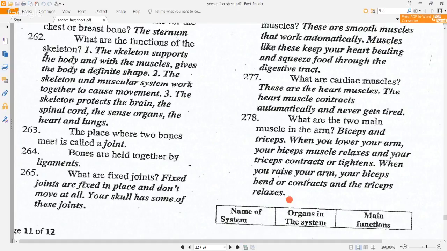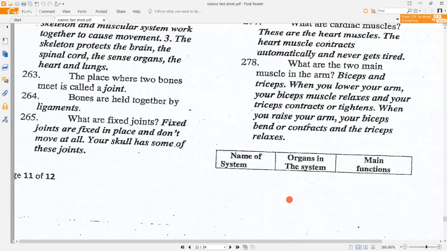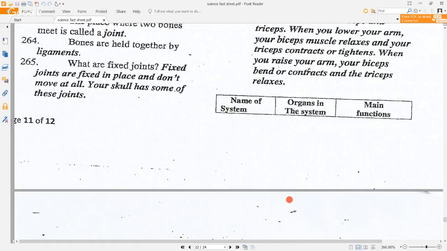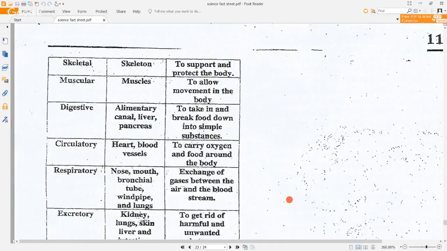Names of systems, organs in the system, and the main function. In the skeletal system, we have the skeleton, which supports and protects the body. In the muscular system, we have the muscles that allow movement in the body. In the digestive system, we have the alimentary canal, the liver, and the pancreas, and it takes in and breaks down food into simple substances. In the circulatory system, we have the heart and the blood vessels, designed to carry oxygen and food around the body.